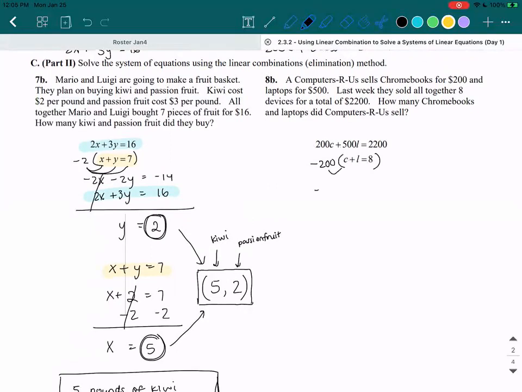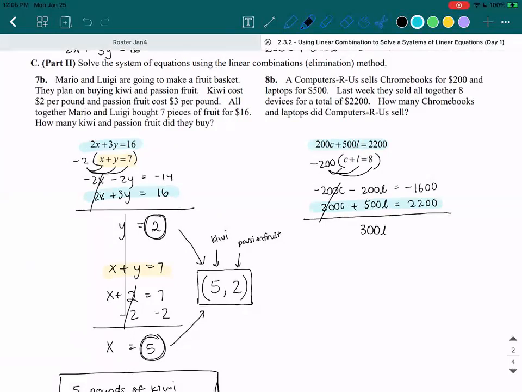Distributing, -200 times C is -200C. -200 times L is -200L. -200 times 8 is -1,600. Now I'm just going to rewrite this top equation under here, just so that they're next to each other, so it's easier to look at. Okay, and so now you can see that we have the opposites, the -200C and the positive 200C, and they will cancel out in step 3. So step 3 is to add it together. They cancel out just like we wanted.